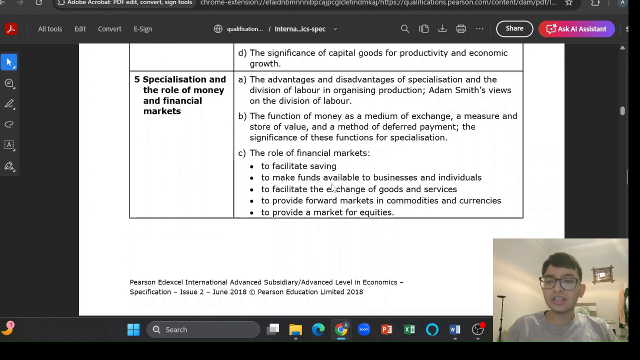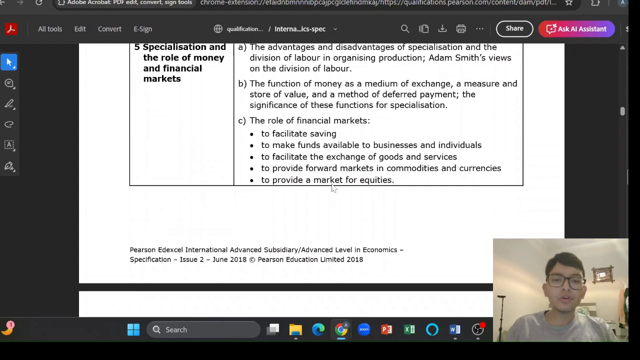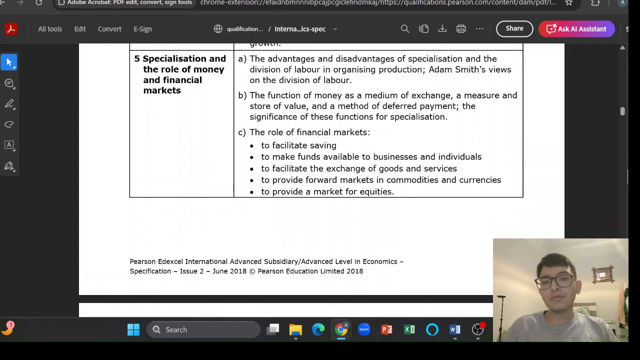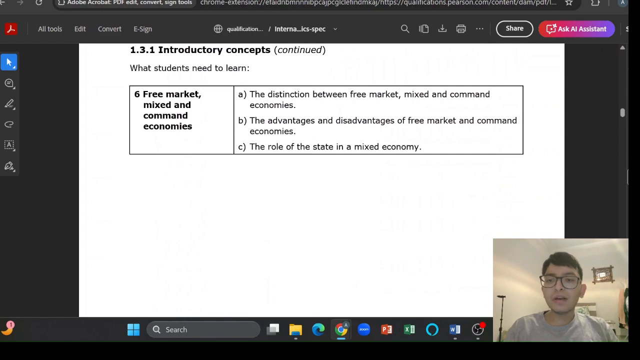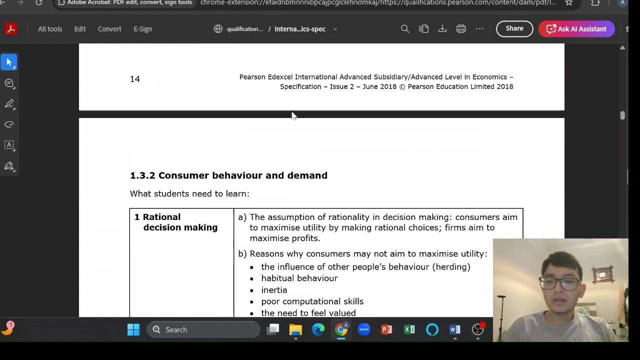Then there is specialization and the role of money and financial markets, which is also a pretty easy topic. Division of labor, I'm sure many of you who have taken GCSE economics and even GCSE business have learned this topic. Then there's free market, mixed and command economies. Again, easy. A free market is basically an economy determined by the market forces of demand and supply. A mixed economy is a mix of government intervention and free market forces, while a command economy is when resources are allocated by the state, in particular by the government.